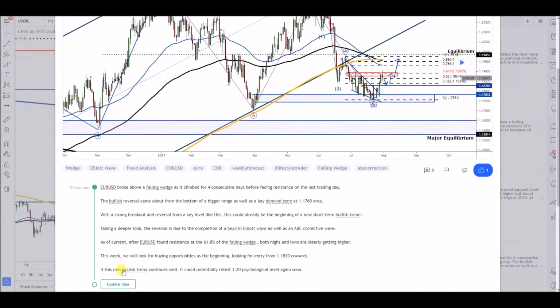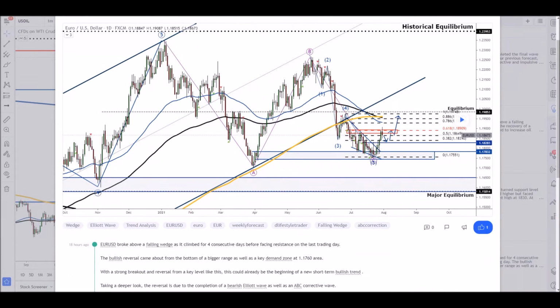So this week we will look for buying opportunities at the very beginning of the trend. So looking for entry from 1.1830 onwards. And if this new bullish trend continues well, it could potentially retest the 1.20 psychological level again soon.